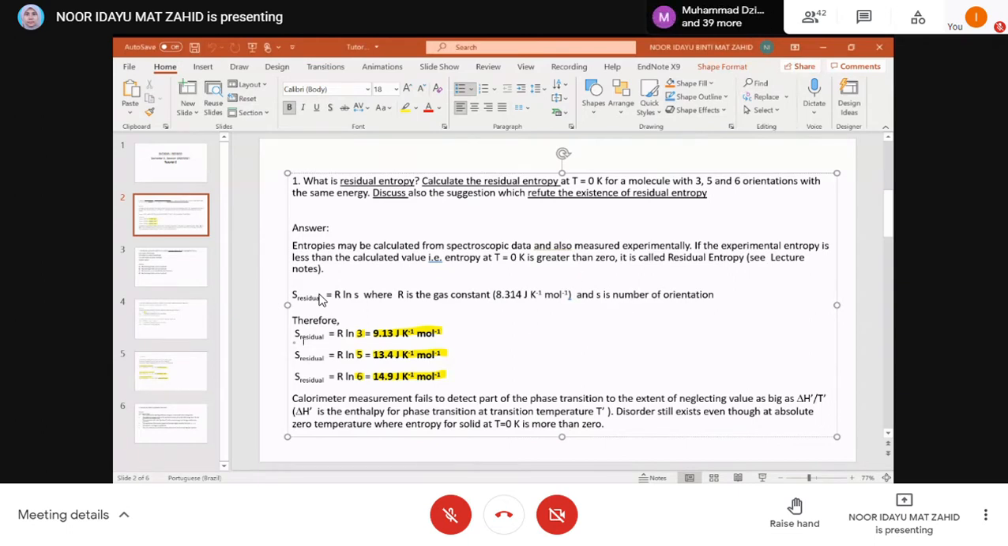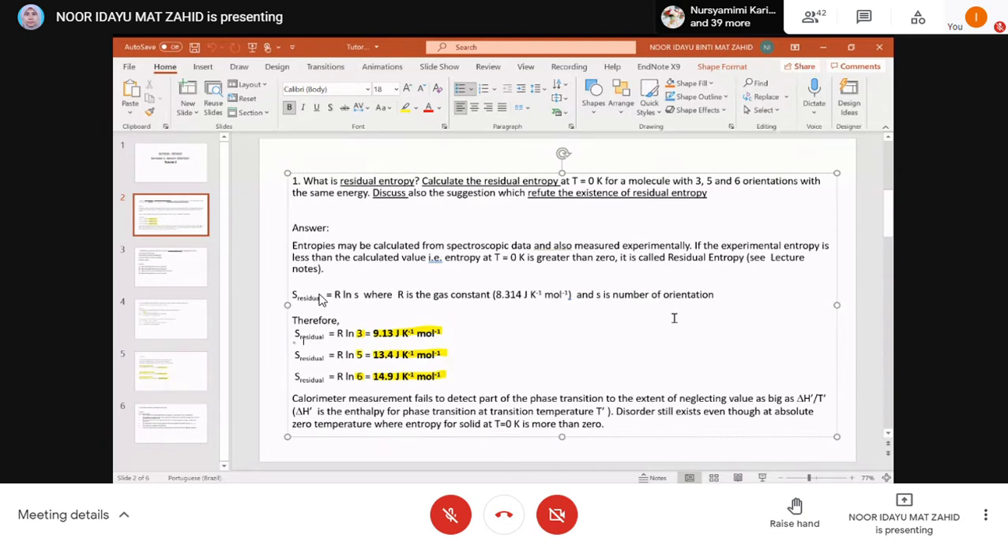So the last part of question 1: discuss also the suggestion which refutes the existence of residual entropy. Actually there are also some arguments saying that there's no such thing as residual entropy. The discrepancy is due to calorimetric measurement failing to detect part of the phase transition, to the extent of neglecting a value as big as delta H over T. Delta H over T is entropy for a particular phase transition.